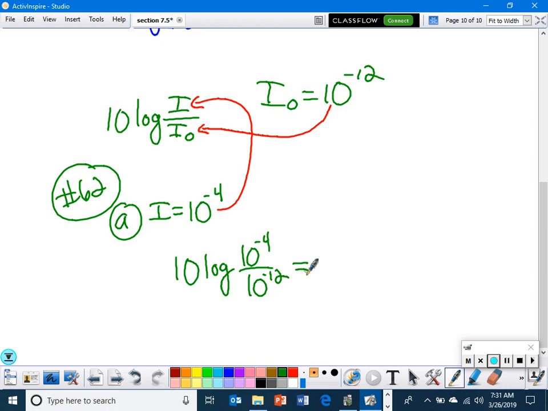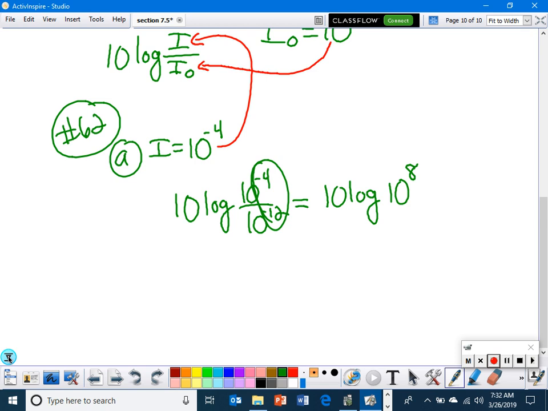Okay? So now this becomes 10 log. Now think about your exponent rules. That's going to become 10 to the 8th power. Okay, 10 to the 8th power, because we subtracted our exponents here, and we got 8. Use your exponent rules right here. Cross the line, change the sign, so negative 4 plus 12 would be 8.